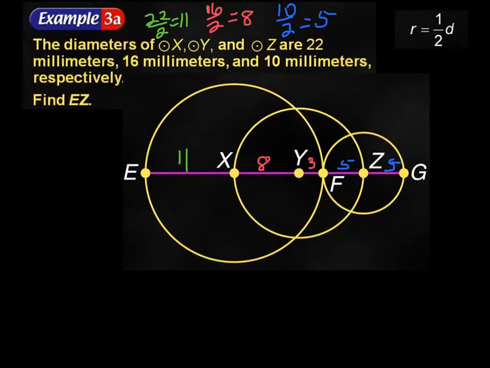If we just add, well, 11 plus 11 for circle X, which we knew was 22, and then plus 5 gets us all the way from E to Z. So we get a sum of 27 millimeters.